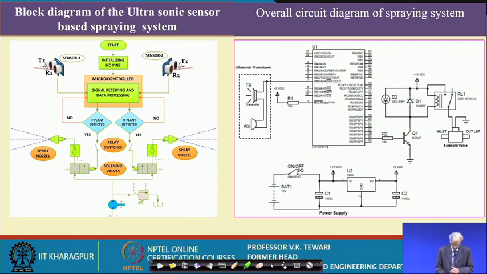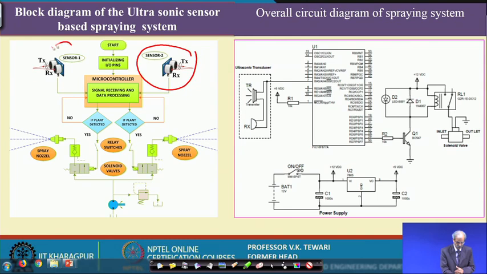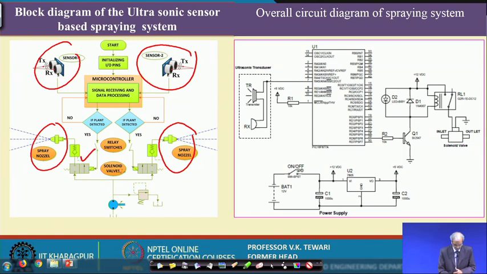Now, you can see sensor 2 here and sensor 1 here on the two sides. Then you can see the spray nozzle here, and the spray nozzle on this side. Then you can see the solenoid valves. This is one solenoid valve, this is another solenoid valve. Talking of the pump, this is the pump here, then there is a safety valve here, and this is the tank. So, this talks of the operation of the pump.